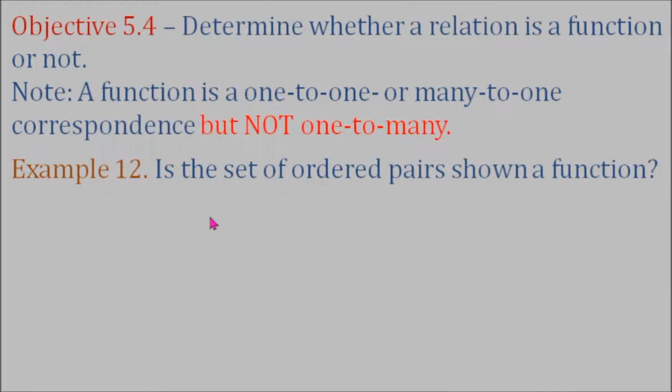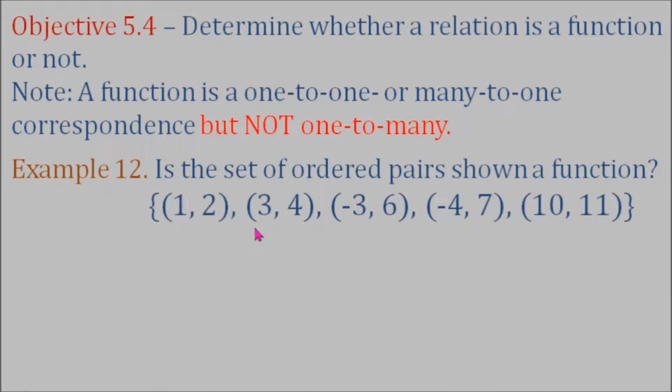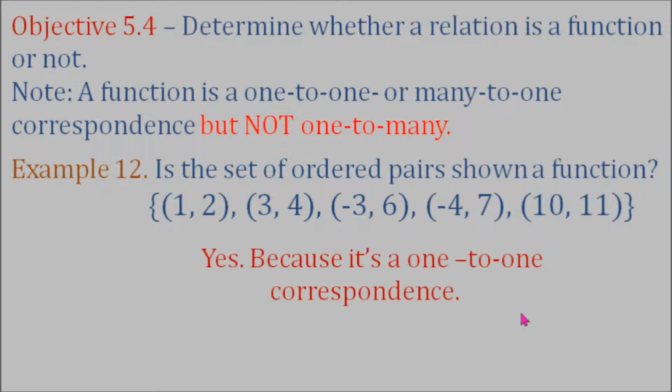Example number 12. Is the set of ordered pairs shown a function? (1, 2), (3, 4), (negative 3, 6), (negative 4, 7), and (10, 11). The answer is yes. Why? Because it's a one-to-one correspondence. For every value of x, there is exactly one value of y.